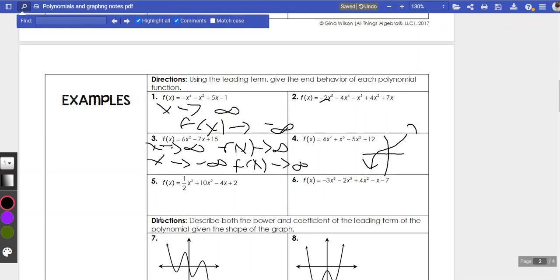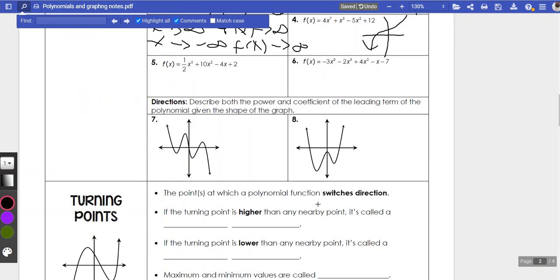If you look at number 7 and number 8 here, it says describe both powers and coefficient of the leading term of the polynomial given the shape of the graph. Well, this guy clearly is odd because this is like this right here. And so this is going to be negative. Why? Because the end behavior, as x gets really small, this is going to positive infinity. So this is odd, and it's going to be a negative coefficient.